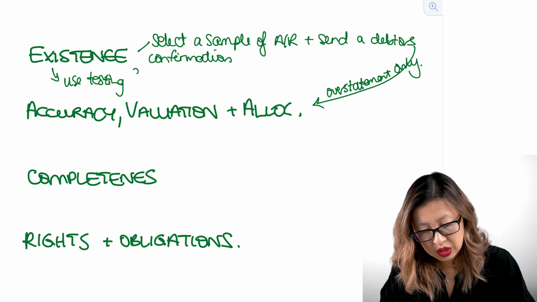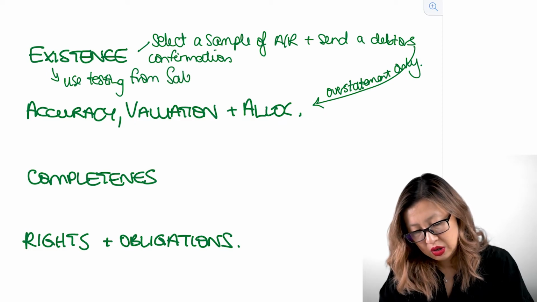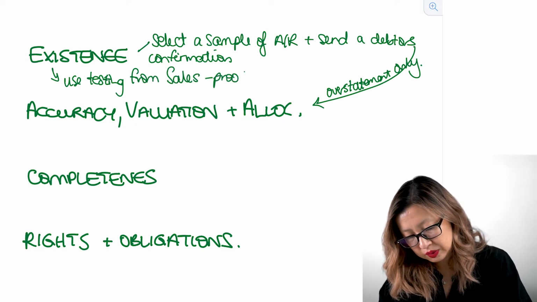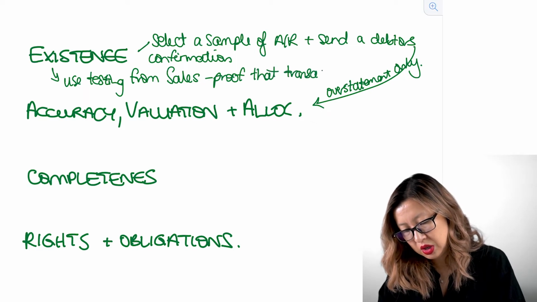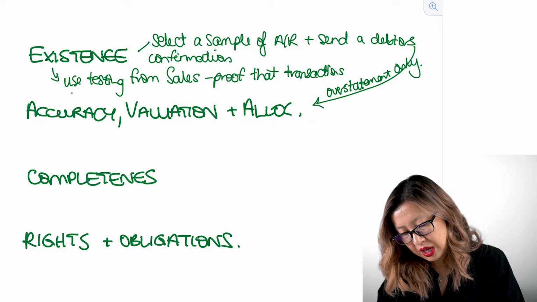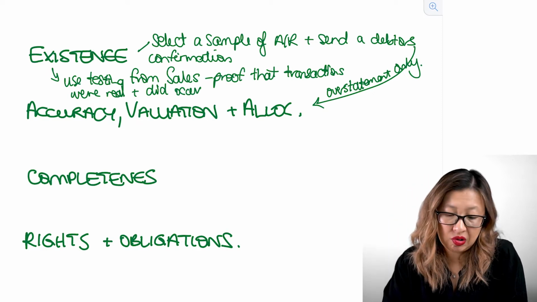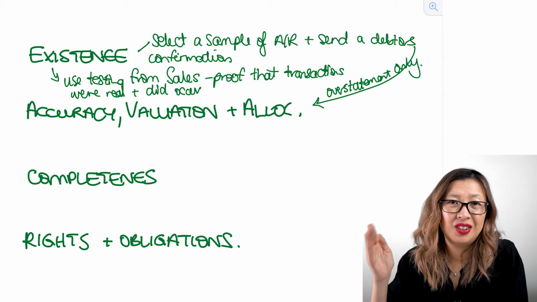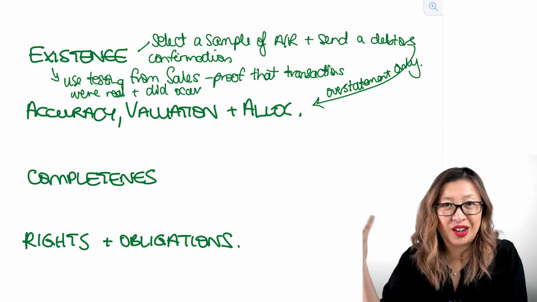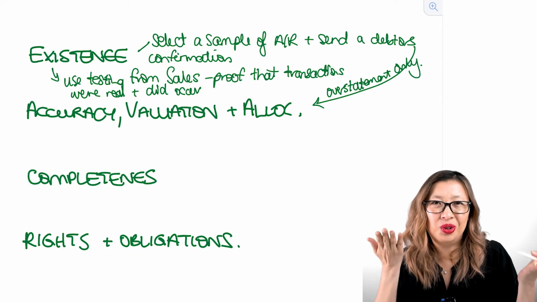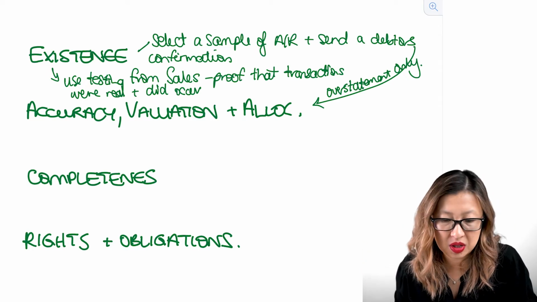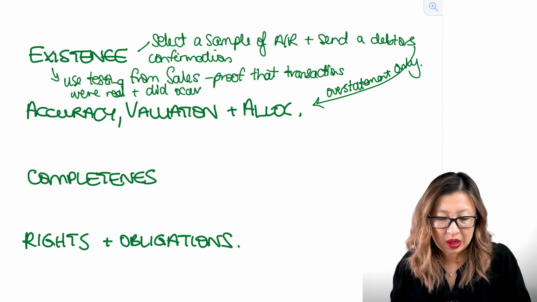So use testing from sales, proof that transactions were real and did occur. All right, so if most of the company's sales are on credit, then when you've gathered evidence to prove that the sale is correct, the credit side of the transaction, then you're also gathering information on the debit side. So existence there is pretty reasonable.